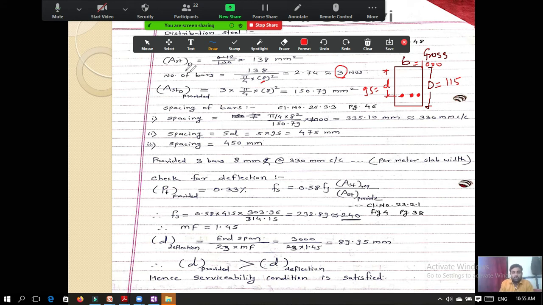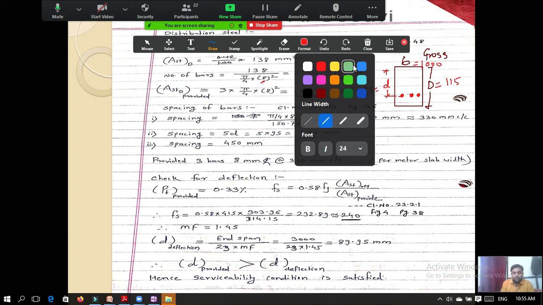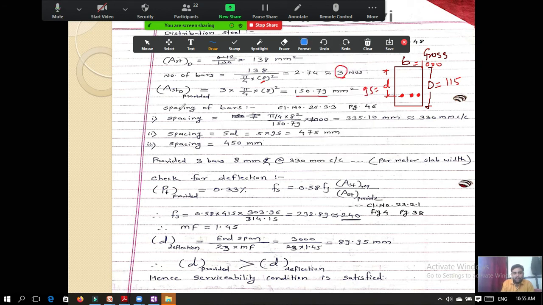So AST provided is equal to the area of a single bar, pi by 4 into 8 square. This is the area of a single bar, multiplied by 3 because we are going to provide 3 bars. So AST provided is this value, 150.79. Again we need to calculate the spacing of the bars.